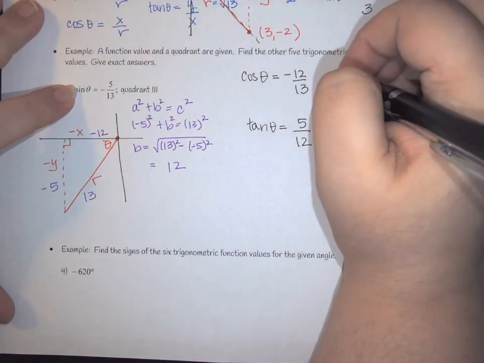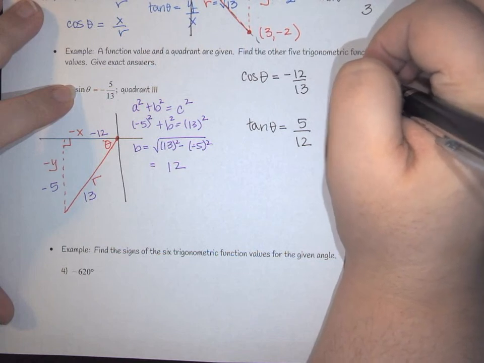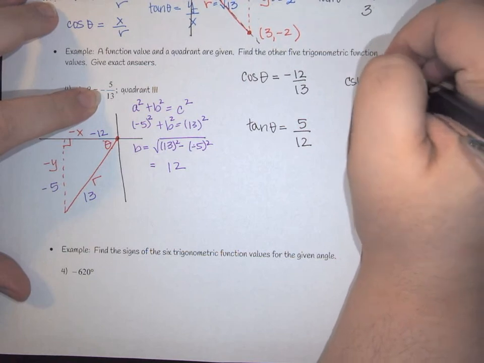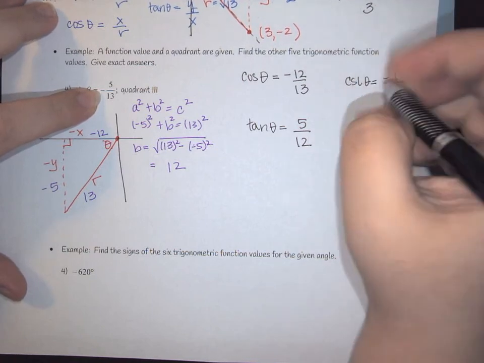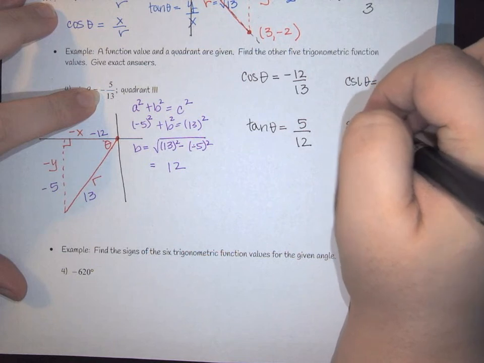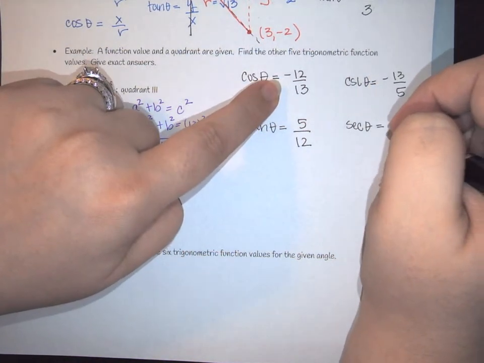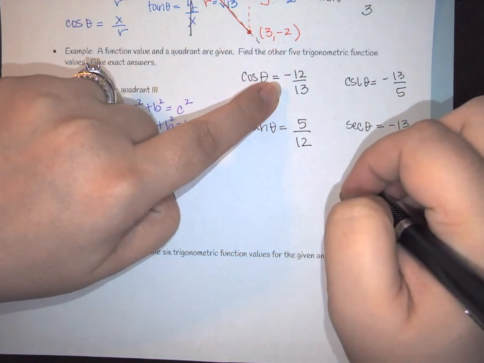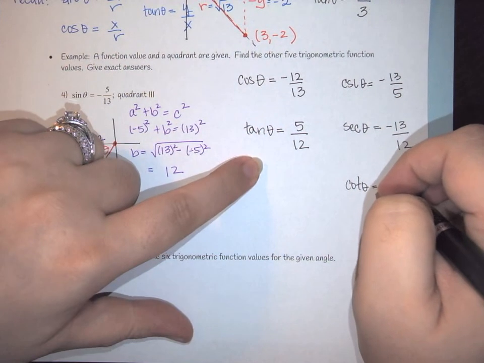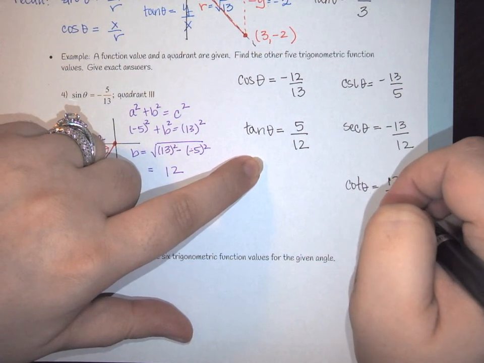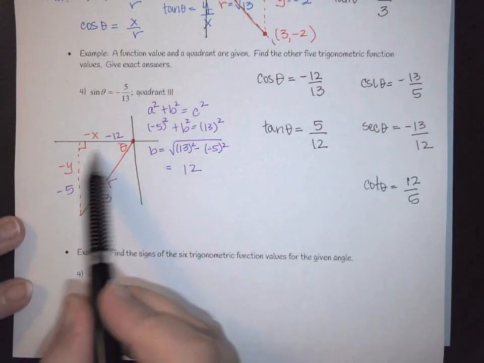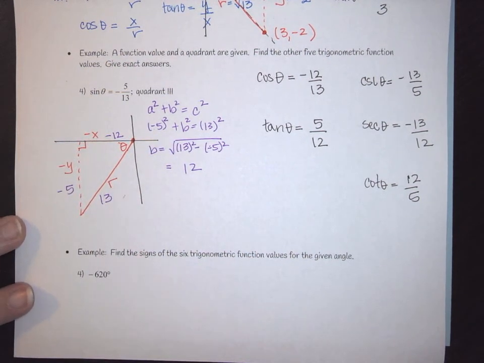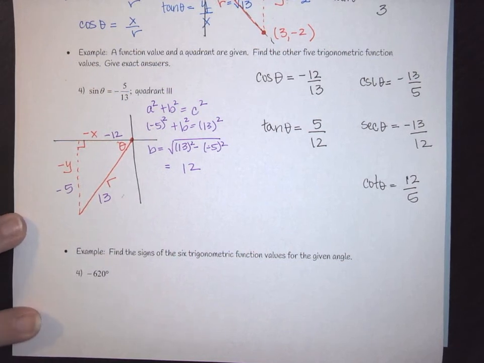I then have my cosecant, which is the reciprocal of sine. So take your sine and flip it, negative 13 over 5. I've got my secant, which is the reciprocal of cosine. So again, take its reciprocal and flip it, negative 13 over 12. And then my cotangent ends up being 12 over 5. Now again, we're in the third quadrant, so all students take. T is down here, which means your cotangent and tangent should have been positive, and they were.